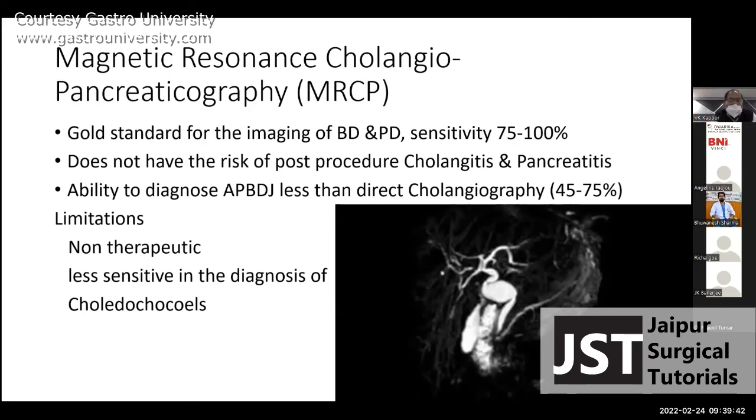MRCP is the gold standard for imaging of bile duct and pancreatic duct, and its sensitivity ranges from 75 to 100%. It does not have the risk of post-procedure cholangitis or pancreatitis. It has good ability to diagnose anomalous pancreatico-biliary ductal junction. However, limitations are that it is non-therapeutic and it's less sensitive in diagnosis of choledochocele.